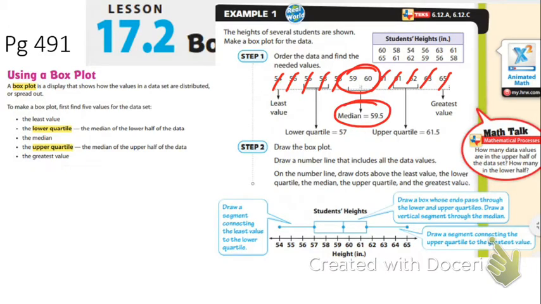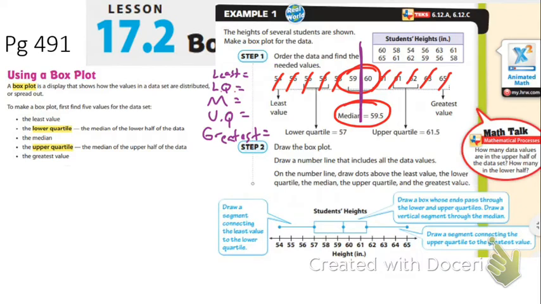Then once we do that, ladies and gentlemen, what I did here, I just rewrote it on the side to arrange the data to make it a little easier for us to create our box plots. So our median here is 59.5. Once we did that, we separated the data into 2 sets now, which is right here. So now we need to find the median of the lower set.